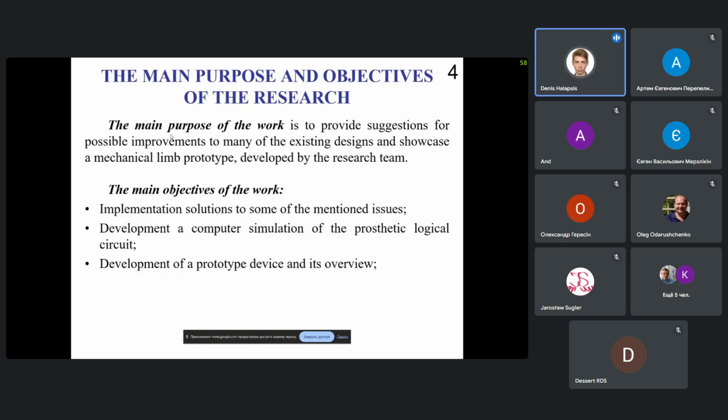The main purpose of this research is to provide suggestions for possible improvements to many of the existing designs and showcase a mechanical limb prototype developed by the team. The main objectives of the work include implementation of solutions to some of the mentioned issues, development of a computer simulation of the prosthetic logical circuit, and the development of a prototype device and its overview.